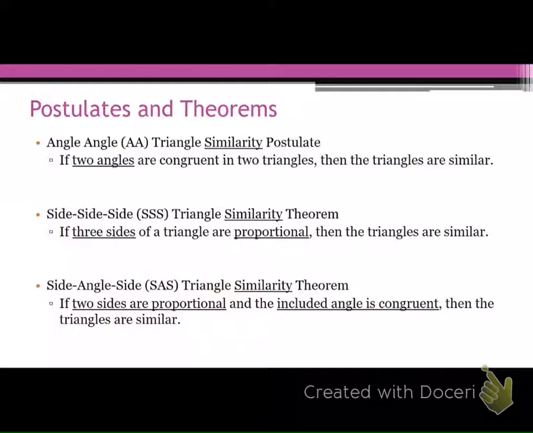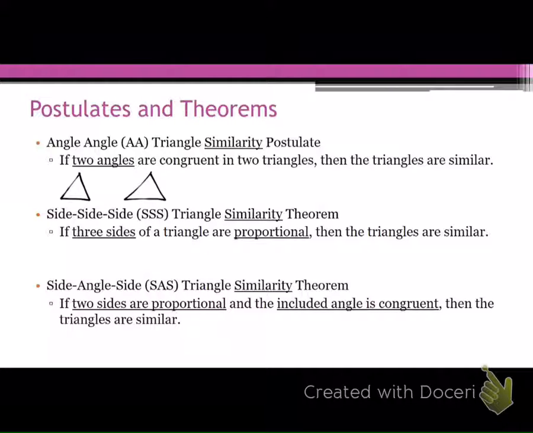Angle-angle triangle similarity postulate: if two angles are congruent in a triangle, then the triangles are similar. So if you have two triangles, first of all, look at this up here. How do I know two angles are congruent here? How many degrees are in a triangle? So 70 plus 60 is 130, plus 50 more is 180, right? So this one here is 50.